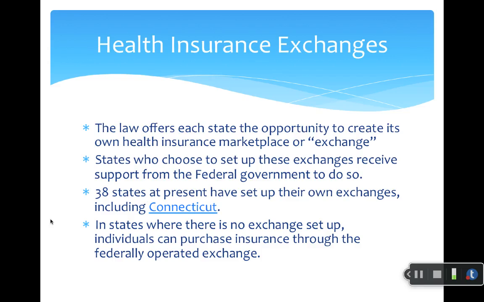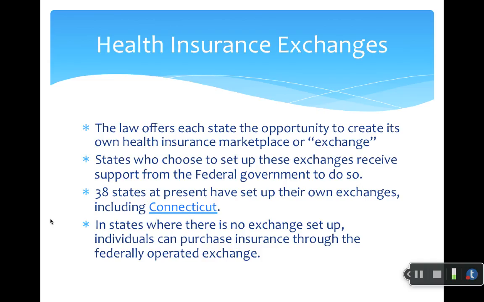So, health insurance exchanges. A health insurance exchange is really just a store. It's a place where you can go to buy something. It is in every state something that primarily exists virtually online. It's like the Amazon of health insurance. States who chose to set up these exchanges received support from the federal government to do so. 38 states have elected to set up their own exchanges. So Connecticut is one of those states.